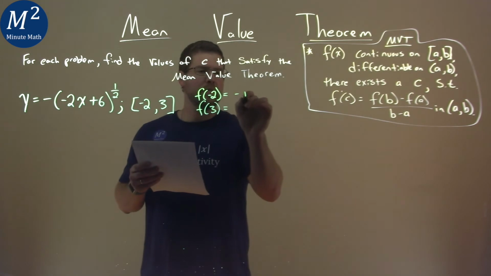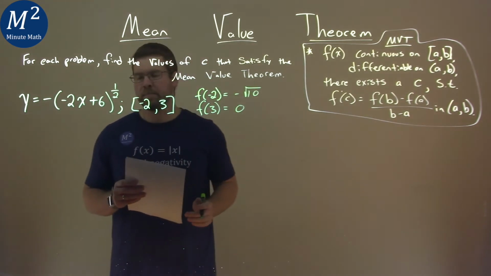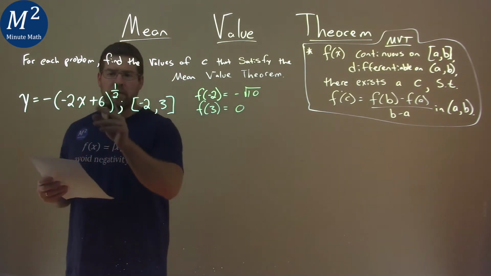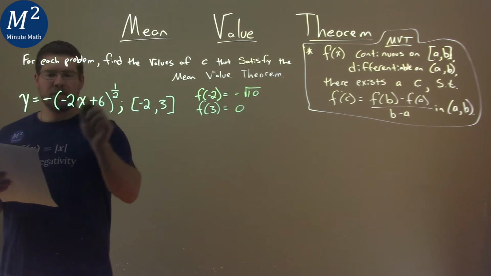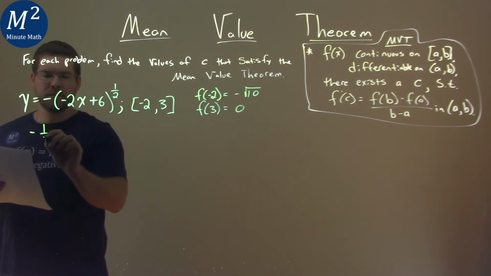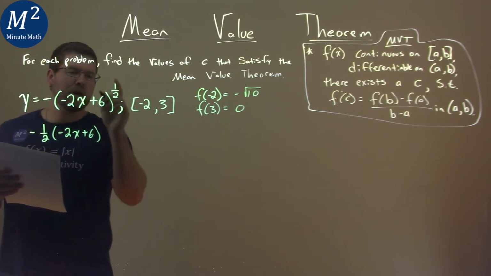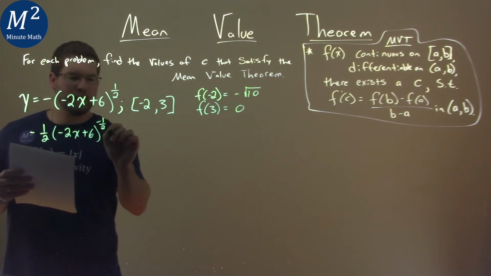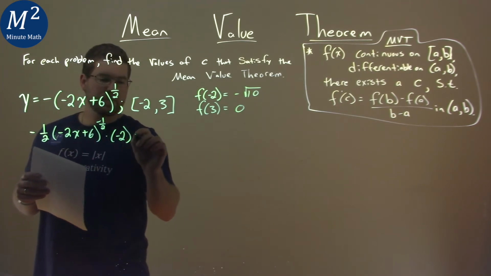f of -2 is a negative square root of 10, and f of 3 is a 0. From there, we want to find the derivative of our function. We have the negative stays up front, 1/2 comes down. Inside stays the same, -2x plus 6. Subtract the exponent by 1, -1/2. Multiply that by the derivative of the inside, which is a -2.